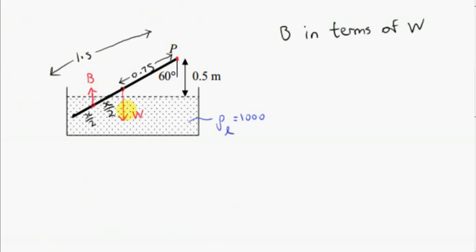Okay, let's get B in terms of W. That's the usual procedure because we're going to take moments of these forces about P and equate the moments, so the W's will cancel, which will tell us something about what X is and hopefully the answer to the question, the density of the rod.